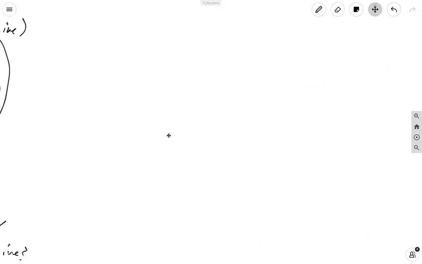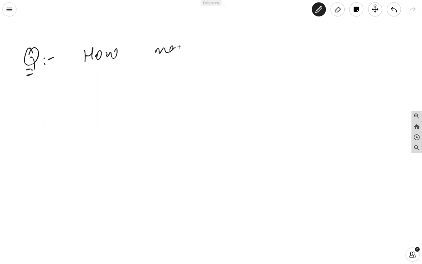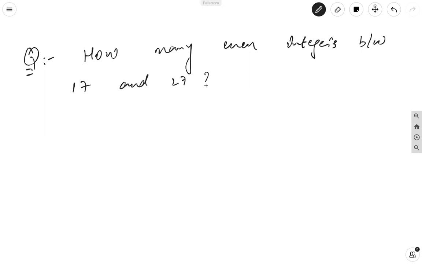So now let's have a very simple question. The question is, for example, how many even integers are there between 17 and 27.